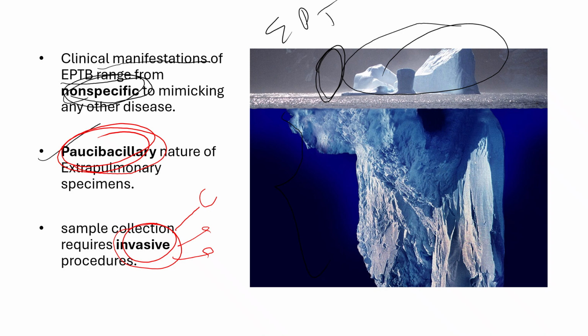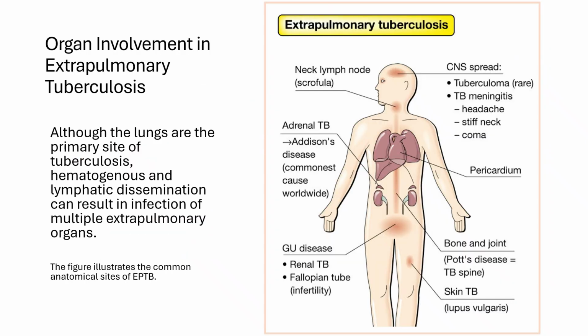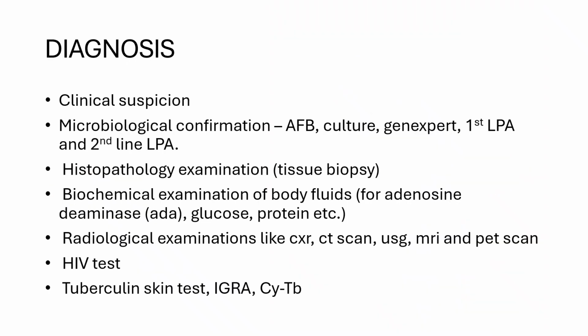doing a pleural biopsy. The organs involved in extrapulmonary TB are spread through the lymphatic system and hematogenous system, and it can affect any part of the body literally. So it is the brain, which is tuberculoma, meningitis, TB pericarditis, TB pleural effusion, TB lymphadenitis, adrenal TB, genitourinary TB, bone and joint, which is commonly called Pott's disease, skin tuberculosis, and also the most important one, pulmonary TB.